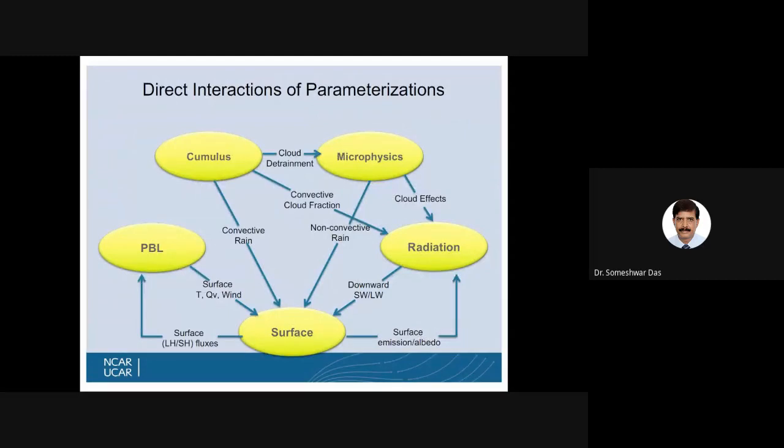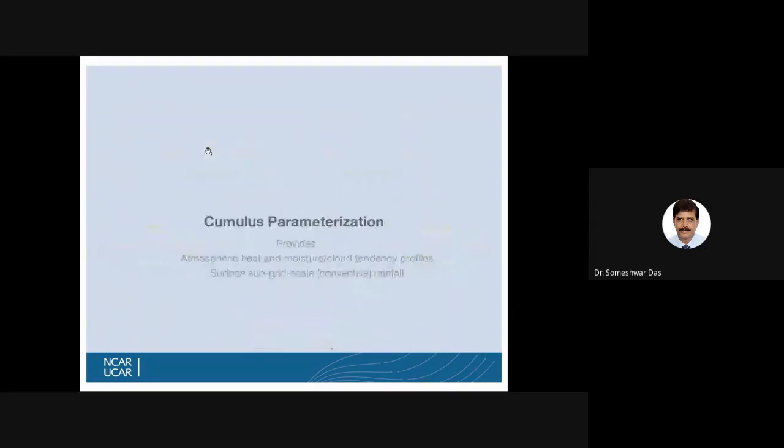The PBL parameterization is summarized or described briefly in the WRF model. Now we go on to the next scheme, that is the cumulus parameterization. As you know, the cumulus parameterization provides atmospheric heat, moisture, and cloud tendency profiles, and the subgrid scale or convective scale rainfall.